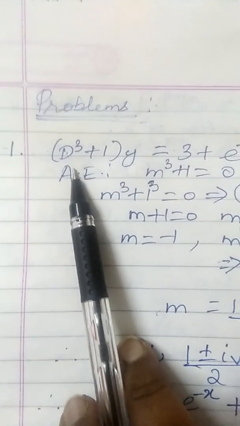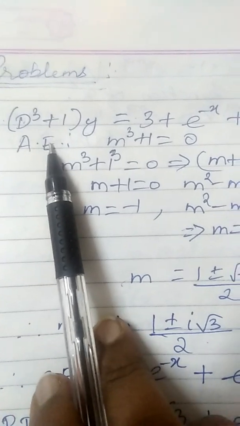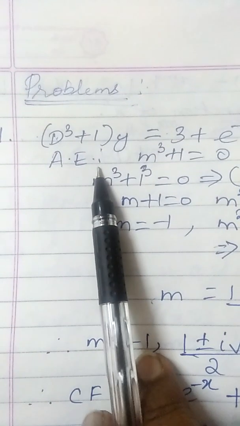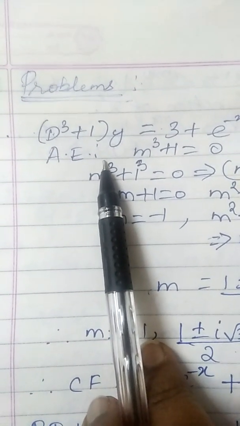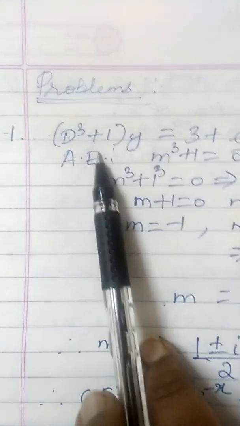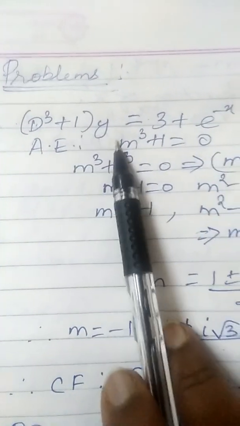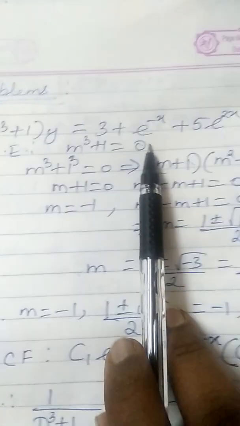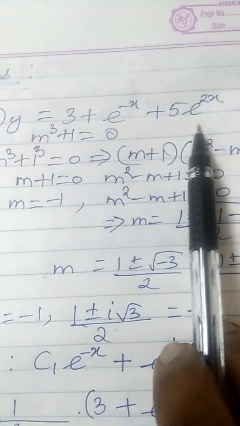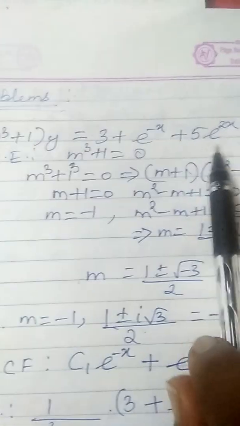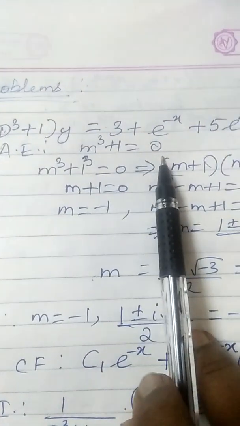Now let us see how to solve the problems to find the complementary functions and particular integral for ordinary linear differential equations. So the first problem: solve (D cube plus 1) y equal to 3 plus e power minus x plus 5 e power 2x. So first step, we have to write the auxiliary equation.